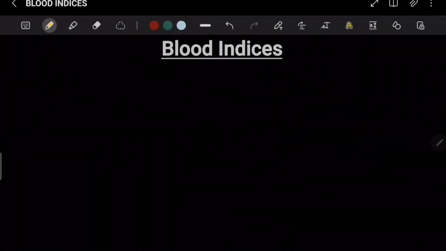Now, let us talk about the blood indices. What actually is an index? Indices are basically numbers or values which are related to the RBCs, which are derived from some observations and calculation. The first blood index which is used is the PCV, which we have discussed a little few minutes ago.